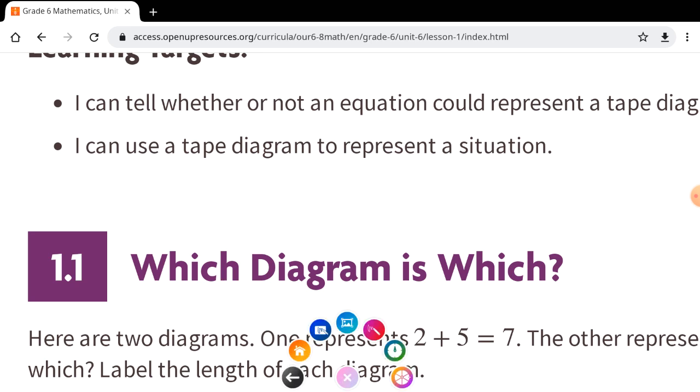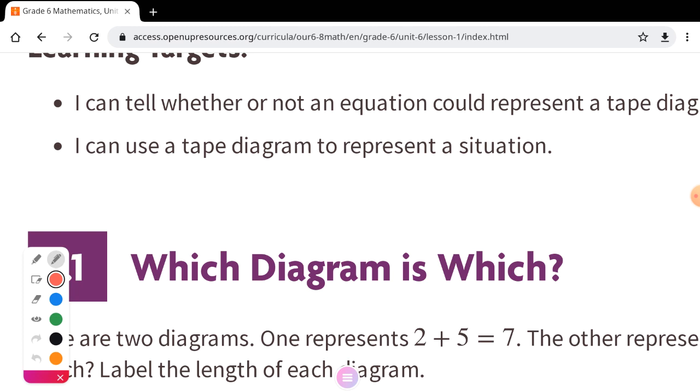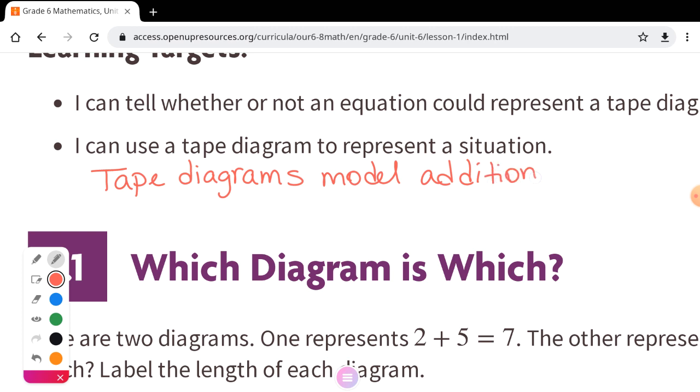You can write it on the white space on the left or above learning goals. I want you to write tape diagrams model addition problems. Okay, that's important. Tape diagrams do not show multiplication problems. Tape diagrams model addition problems, but we have enough math knowledge to know if I have 5 plus 5 plus 5 plus 5 plus 5 plus 5 plus 5 plus 5, it's easier to show it as what? Yes. So tape diagrams always model addition problems.